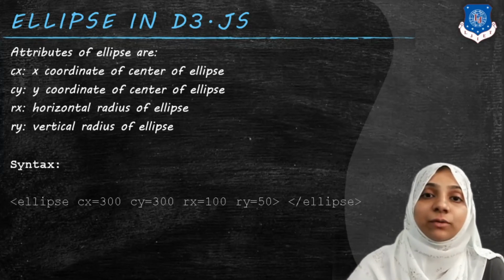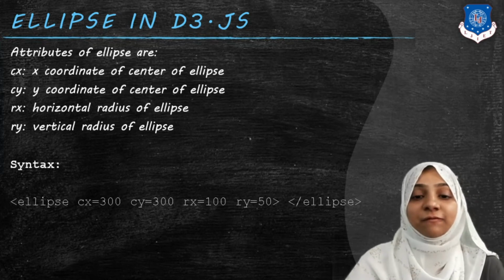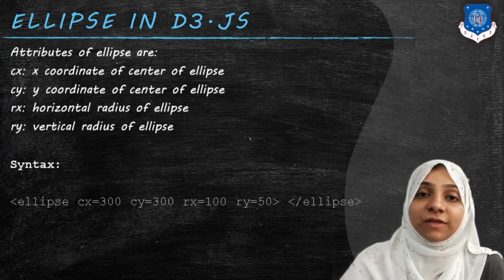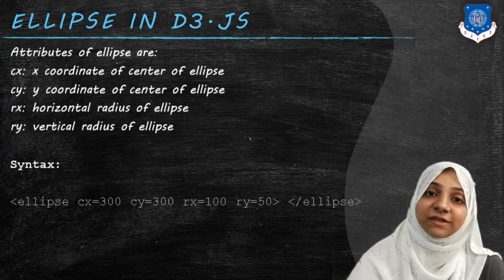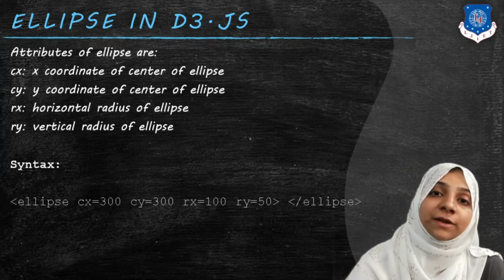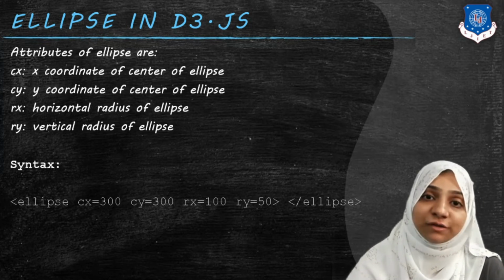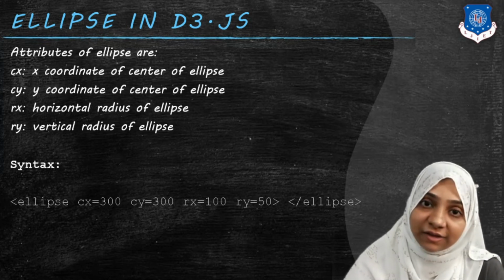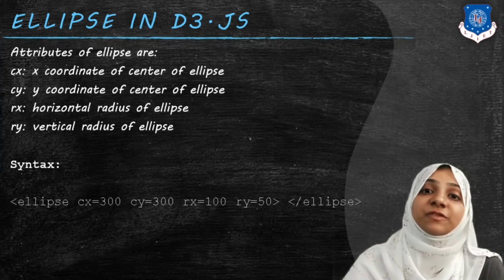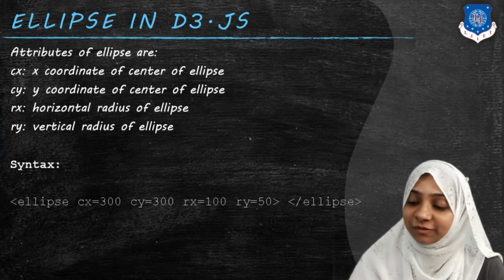Next element that we are going to see is the ellipse. An ellipse will require 4 attributes, that is the center coordinates of the ellipse, cx and cy, which is nothing but the x and y coordinate of the center of the ellipse. An ellipse requires 2 types of radius: the horizontal radius, that is rx, and ry, which is nothing but the radius of an ellipse in the vertical direction. So 4 attributes will be required by an ellipse.